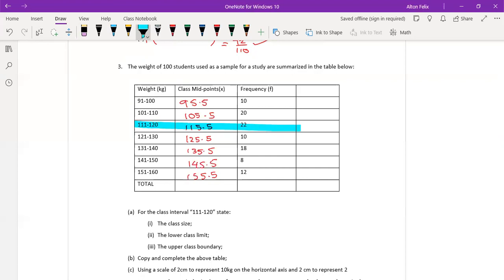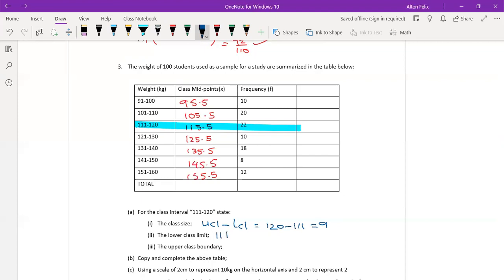state the class size. Right, the class size is the same thing as the width of the class. To find the class size, you will take the upper class limit and you subtract from that the lower class limit. So the upper class limit would be 120 minus 111. Your answer will be 9. What is the lower class limit? We just stated it there. The lower class limit will be 111.